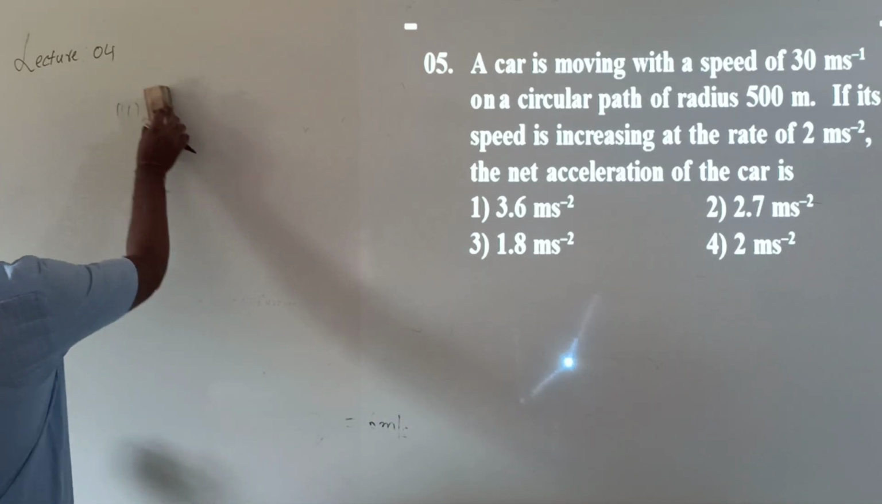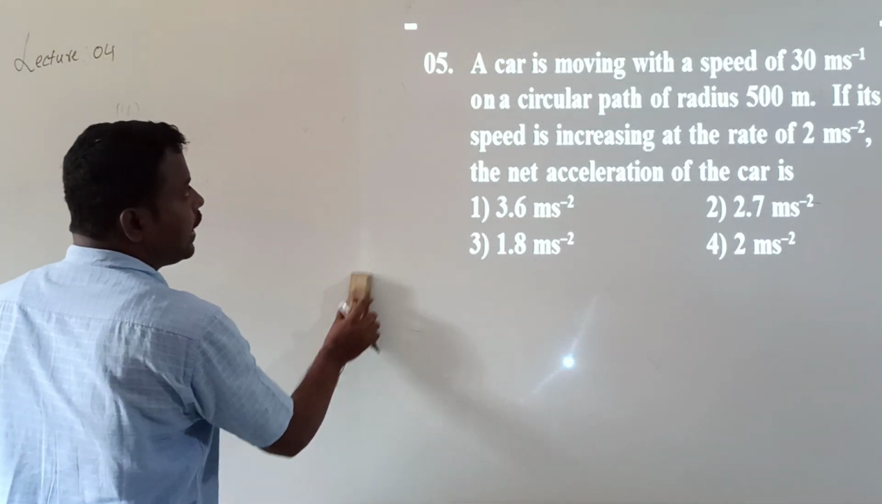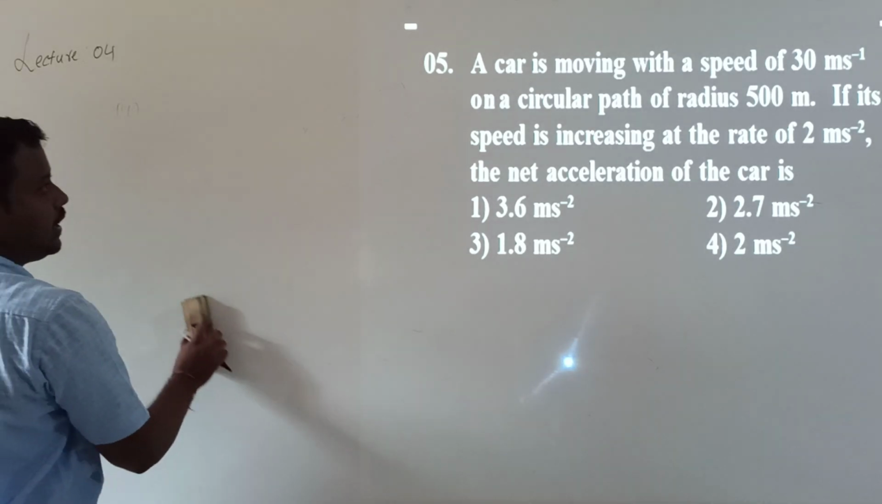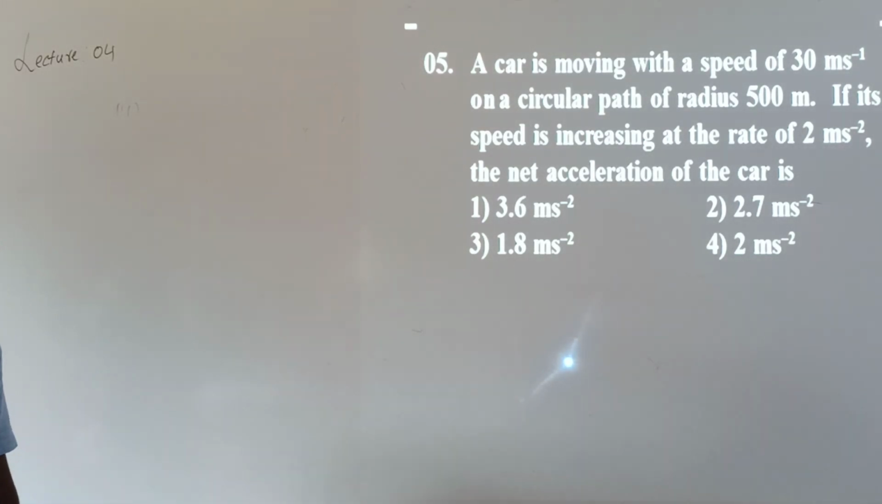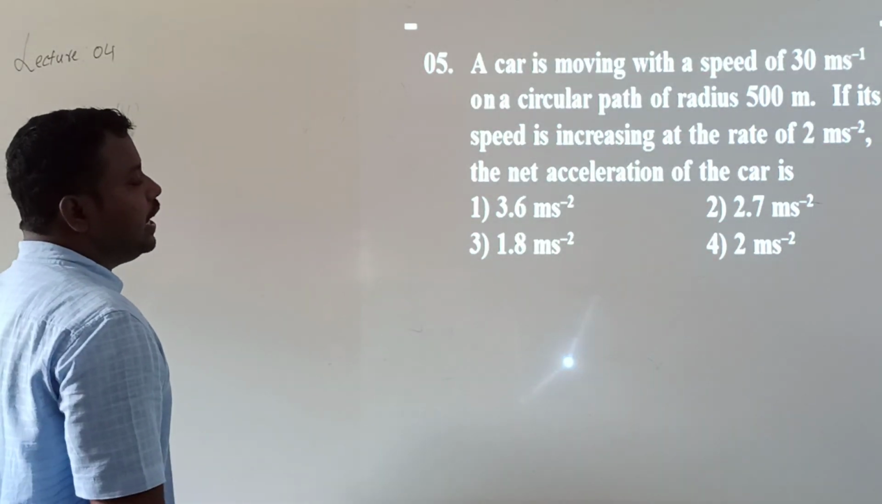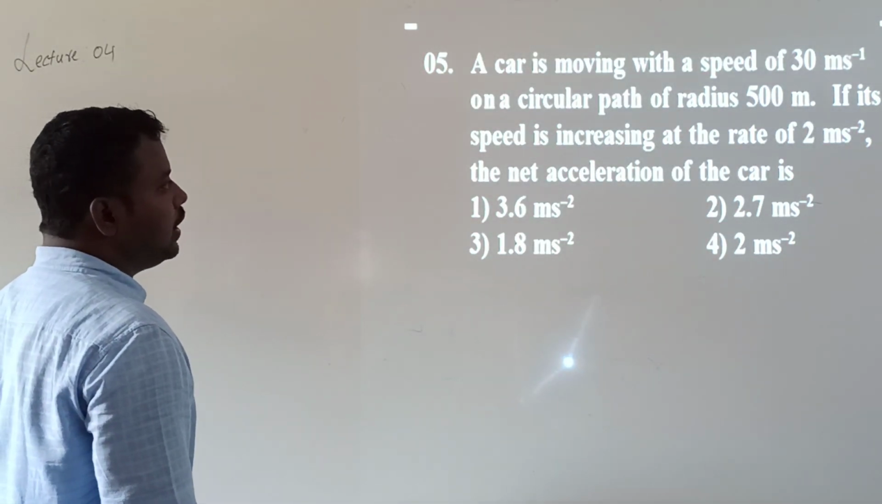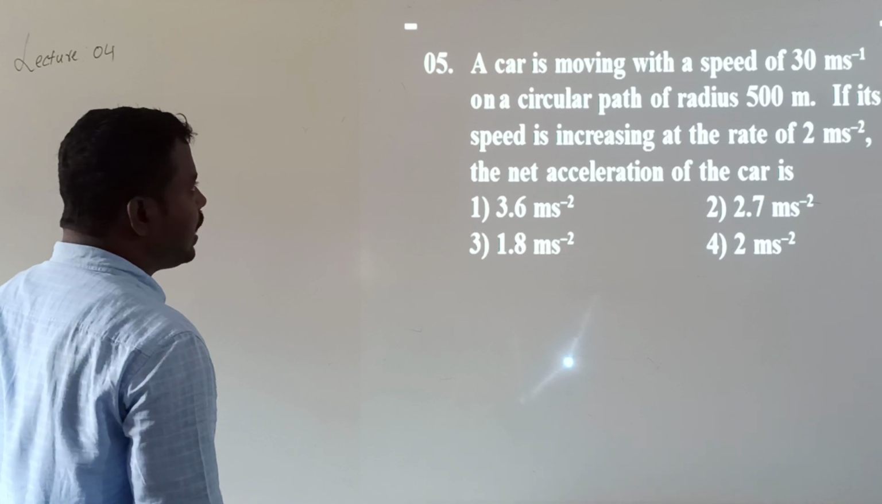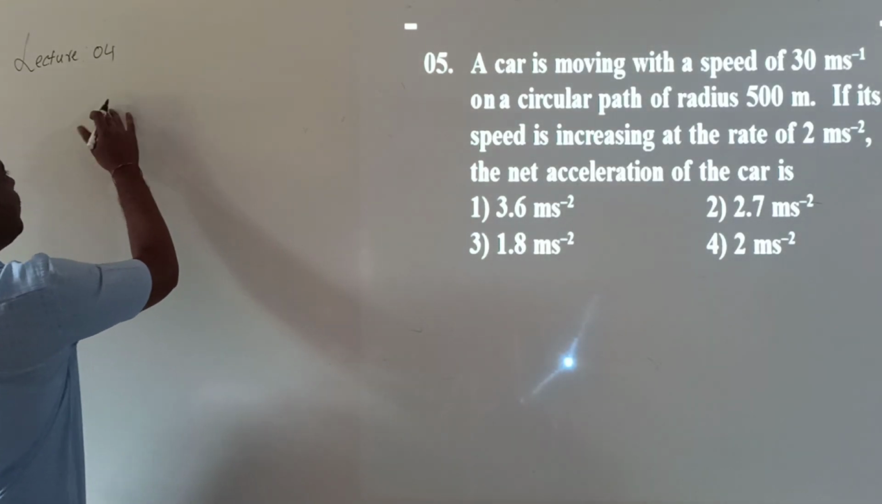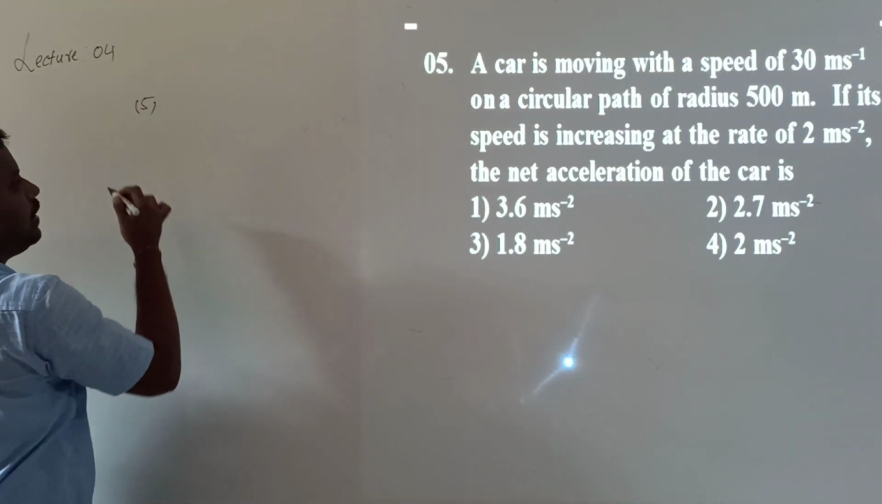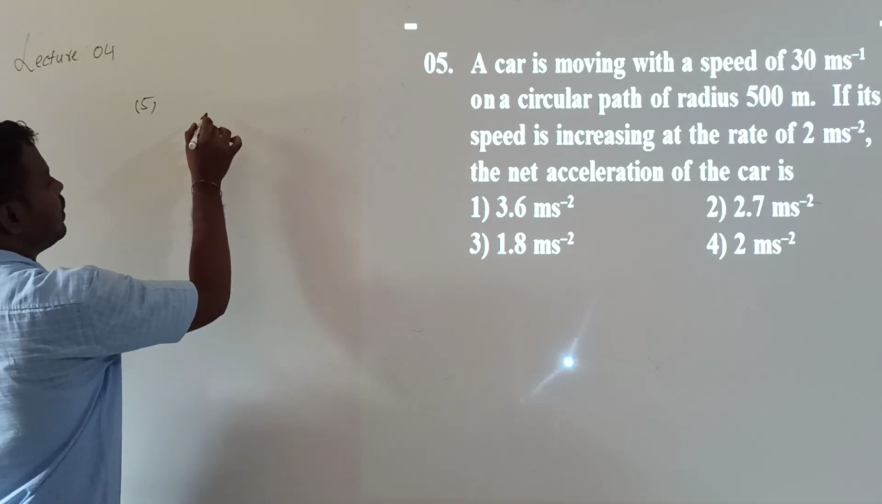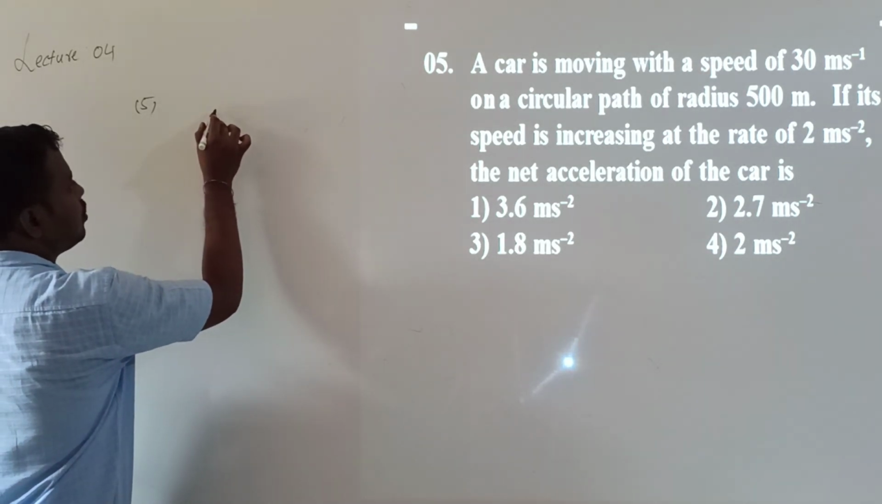So what is this question? A car is moving with a speed of 30 meters per second in a circular path of radius 500 meters. If its speed is increasing at the rate of 2 meters per second square, the net acceleration of the car is? So what does it mean? The car is not moving with the same speed. The motion is non-uniform circular motion.